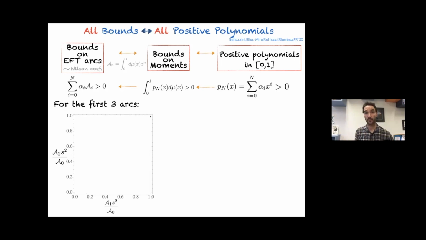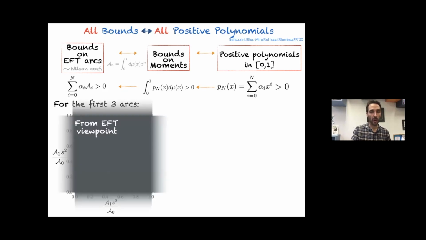So let me illustrate this for the case of the first three arcs. I put them on this plane in which we divide by the zero arc, and we have basically A1, A2 in units of A0, and s squared, which is the energy at which these arcs are defined, which is in one-to-one correspondence with the fact that here there is an integral between 0 and 1. So from an effective theory point of view, basically any value will be okay in this plane, even these little squares that I didn't manage to make gray in the presentation.